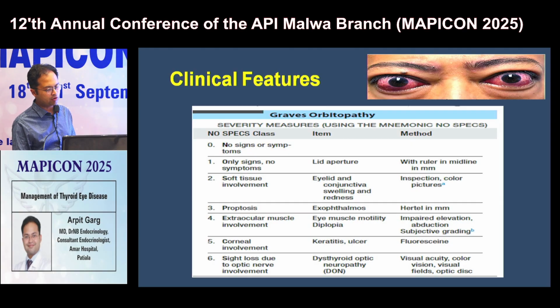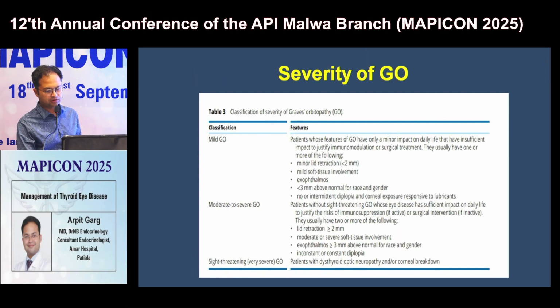Then the corneal involvement, which will lead to keratitis and ulcer, and it is one of the severe forms of thyroid eye disease. Then the sight loss due to optic nerve involvement, which we call dysthyroid optic neuropathy. It can be assessed by fundus examination, or sometimes imaging in the form of MRI may be done.